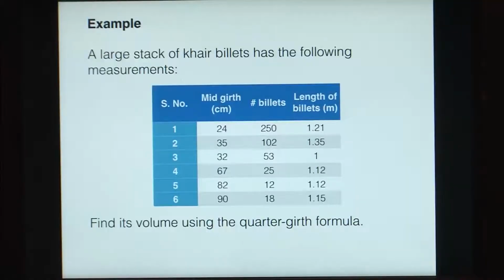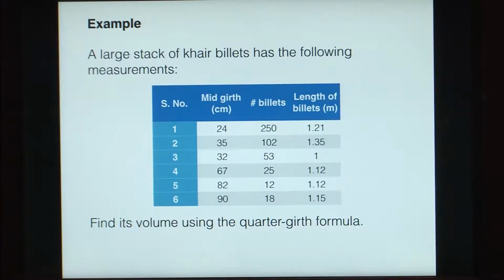Let us now look at another example. A large stack of Khair billets has the following measurements. What do we mean by billets? Billets means fuel wood when you have arranged it in a cuboidal fashion, so essentially it is a stack of fuel wood. We are given a number of substacks with the middle girth and the number of billets in each, and the length of the billets is also given, and we are required to find its volume using the quarter girth formula. Here again the mid girth is given.